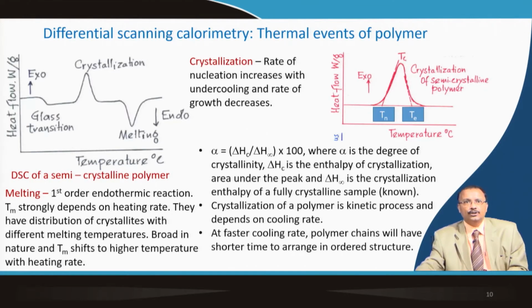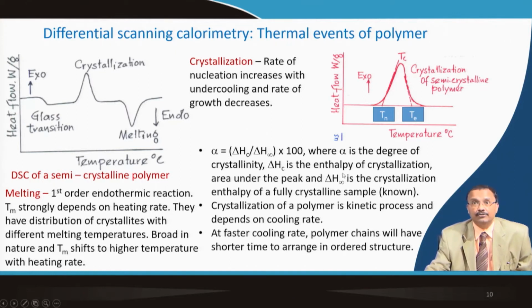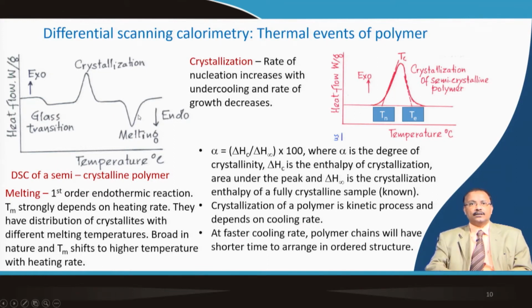So, here we can show one example, a thermal event of a polymer. As you can see, melting is an endothermic reaction, and this is a first order transition. The melting point strongly depends on the heating rate, because there is a distribution of crystallites in the polymer sample, and each of them has a different melting temperature. So, usually this transition is broad in nature, and with the increase of the heating rate the melting point shifts to higher temperature.